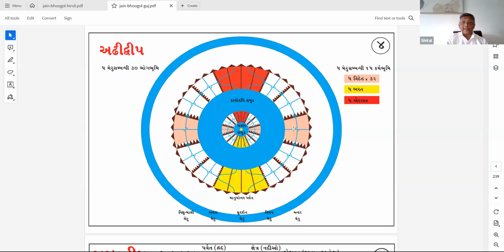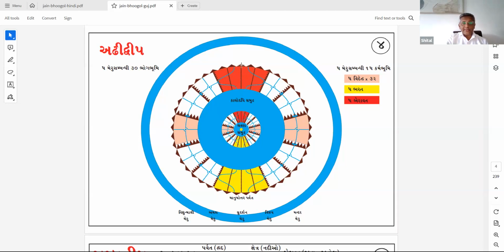Similarly, for this Meru here, this half here belongs to this Meru. This half Airavat Kshetra belongs to this Meru. And for this Vidyunman Meru, this half Airavat Kshetra belongs to this Meru. And the Bharat Kshetra, this half here, belongs to this Meru here. So each Meru has its own Airavat Kshetra, its own Videk Kshetra, and its own Bharat Kshetra.